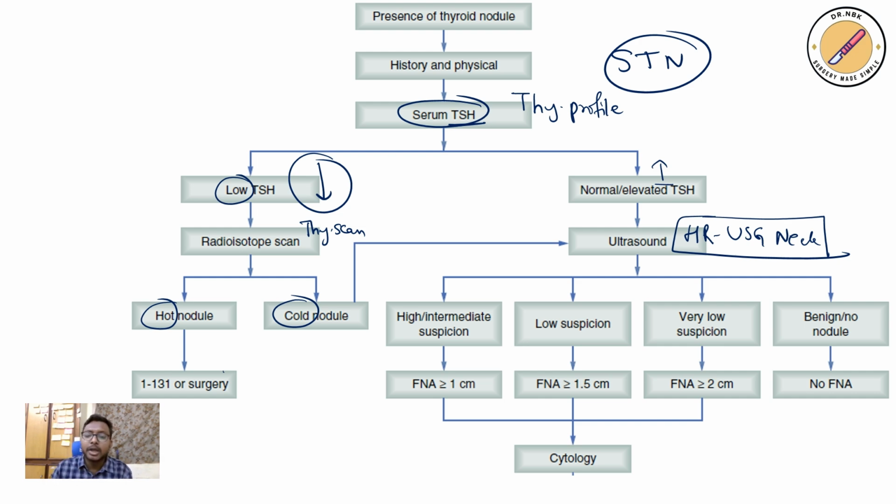If FNAC is required, you will send the patient for FNAC. So based on FNAC, you have a classification called Bethesda classification. Based on which class of Bethesda it is, there are 6 classes. So based on Bethesda class, you will go for next step, right?